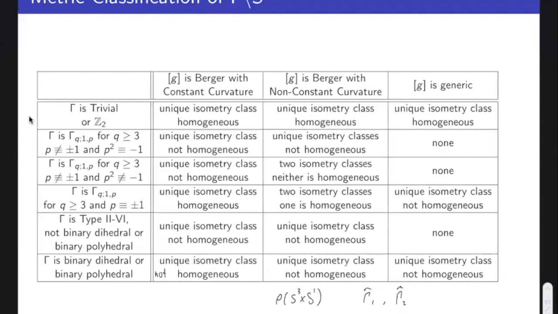There's an orientation reversing isometry that switches the two S3 factors. Why doesn't it give you something isometric? Right. So if your two lattices are only conjugate through orientation reversing elements in SO(4), then you will have something like this. You have two different isometry classes.